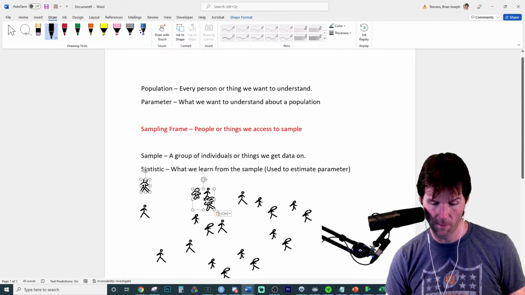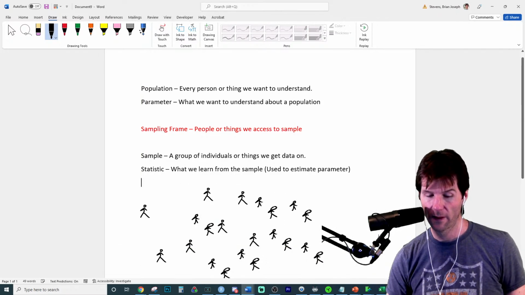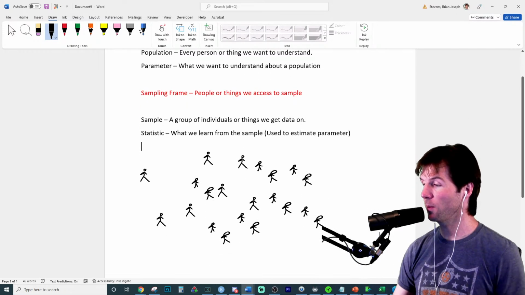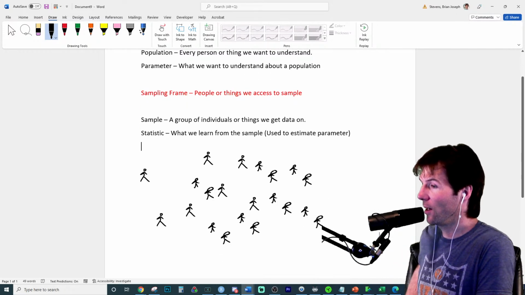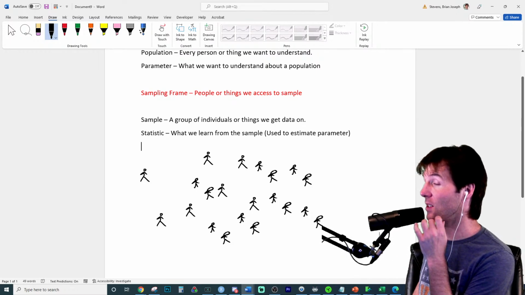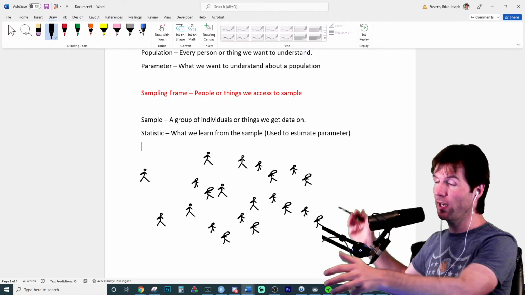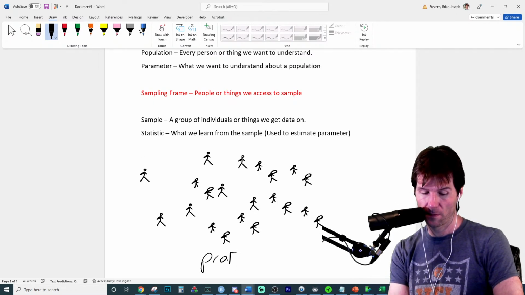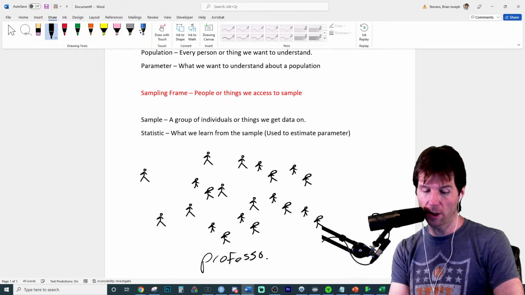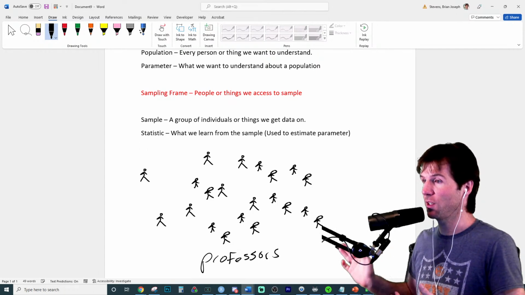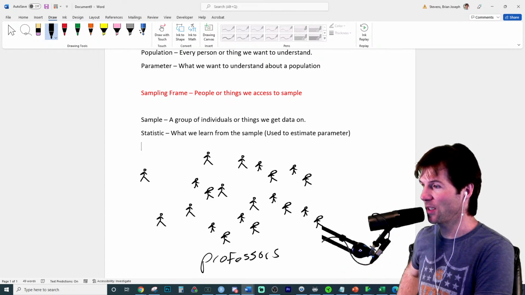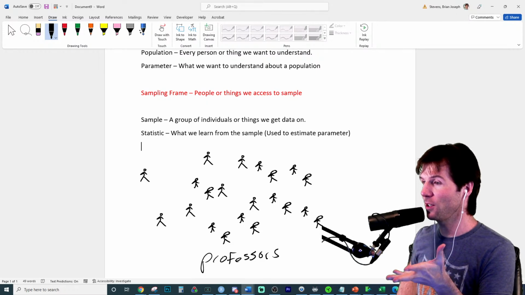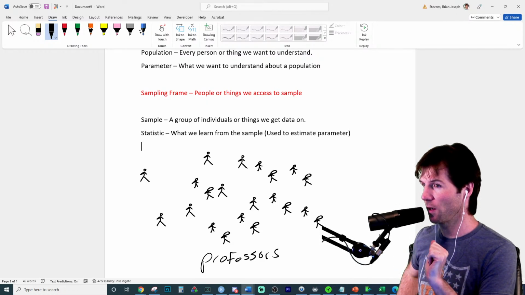And what I'm going to do is with all these people right here, these are the people I want to understand. Professors, if we have access to sample all of them. So maybe these are professors, right? These are your professors. You want to understand all your professors at UT. Does that make sense? The population of interest right now is UT professors.